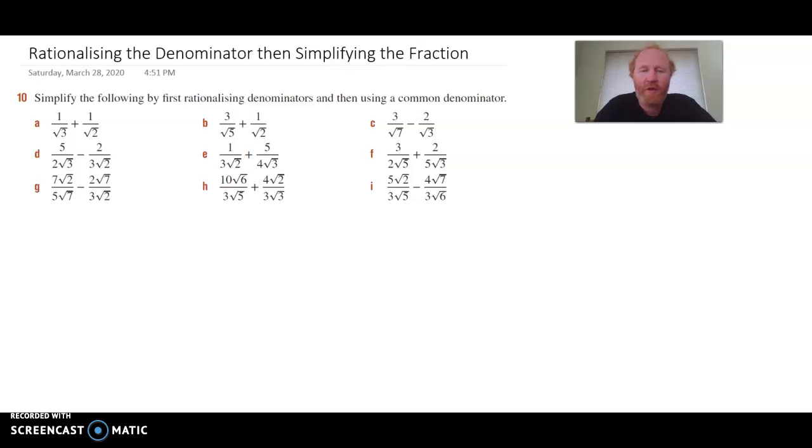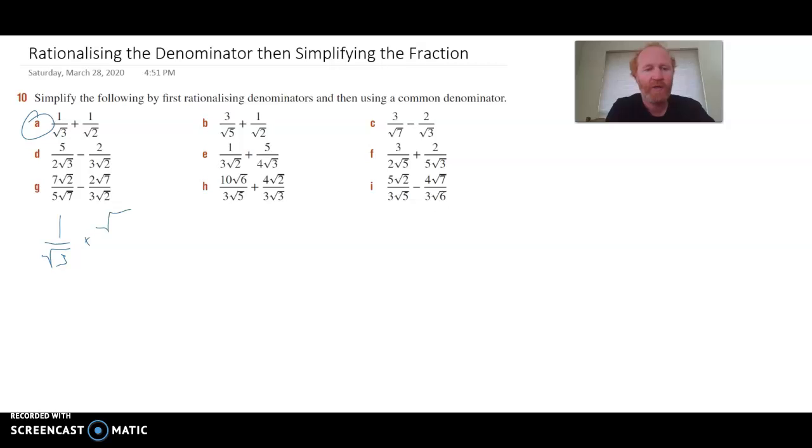Okay, we're going to rationalise our denominators and then we're going to simplify some fractions based on that. So I'm taking an exercise from the textbook. I'm going to look at 10a. I've got to rationalise both of these fractions.